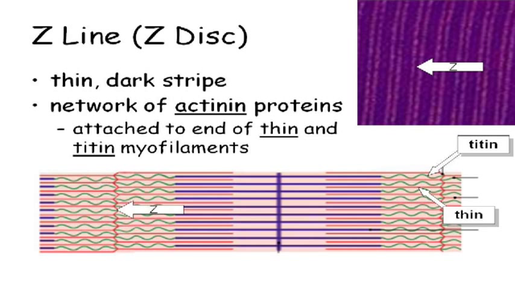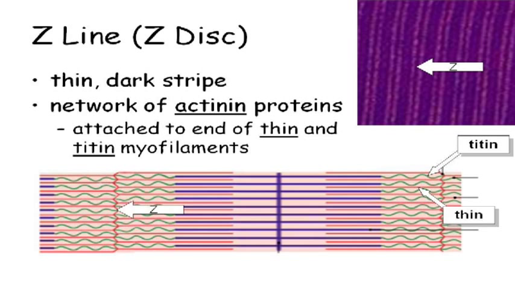Now, what the Z line is made out of is a protein called actinin. Because the thick myofilaments are made out of what? Myosin, right? Okay. The thin myofilaments are made out of actin. The squiggly ones are made out of titin. And then this thing that goes this way, the Z line, is made out of actinin. Basically, the titin goes from Z line all the way through to the next Z line. The titin goes through the middle of the thick filament and connects it to the Z lines or Z discs.